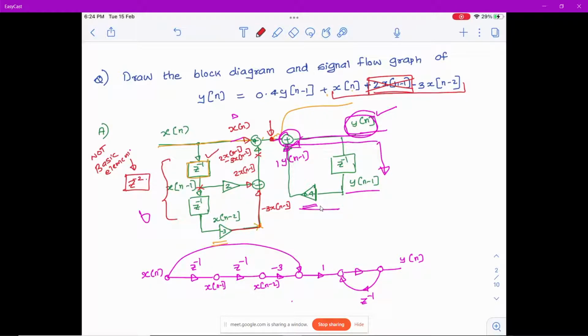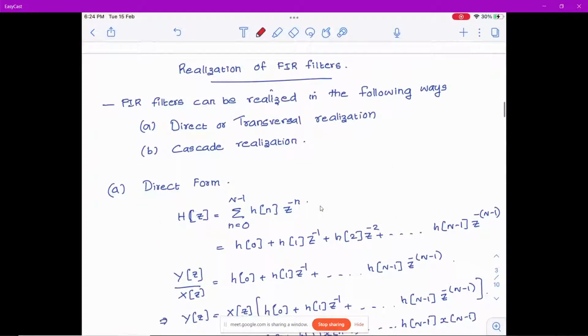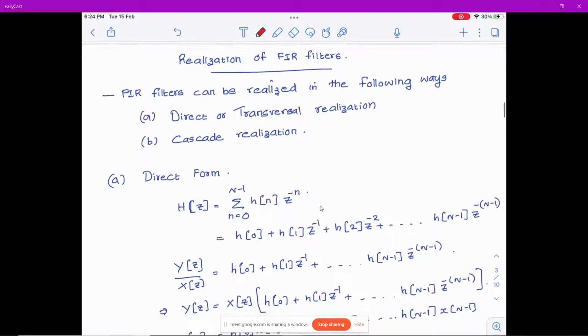So we'll try to make sure that we represent the whole blocks using only basic elements. Okay, mathematically or technically that is correct. You can put z raised to minus 2, but what you call in a conventional way it is not correct because the basic element is z raised to minus 1. Clear ആയോ? Okay, sir. Okay, good.